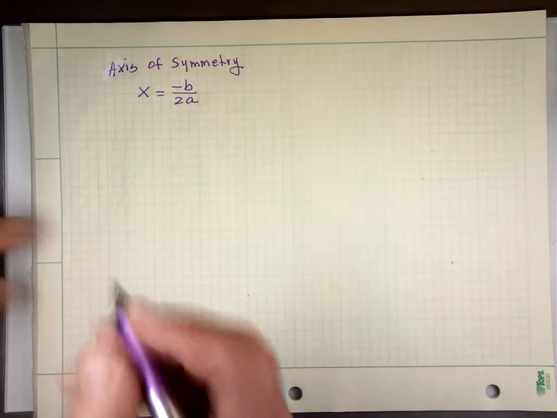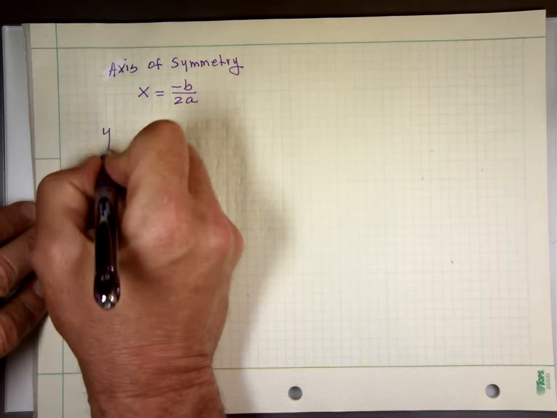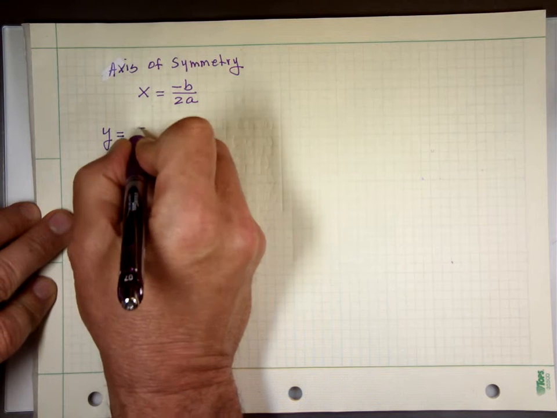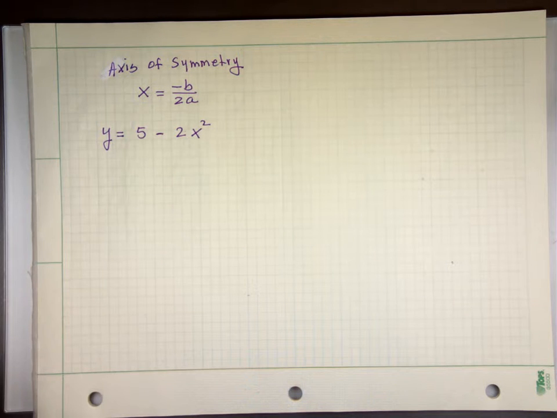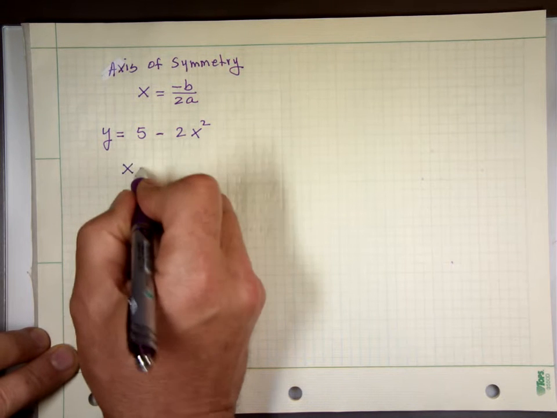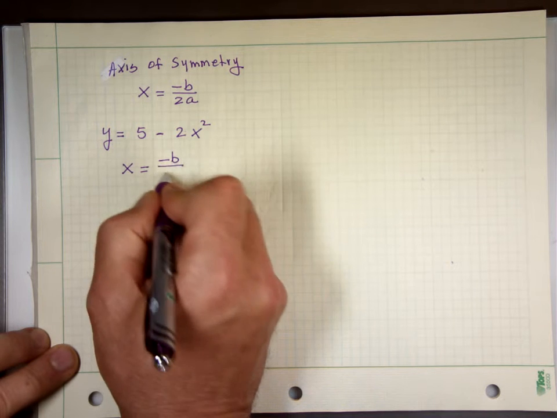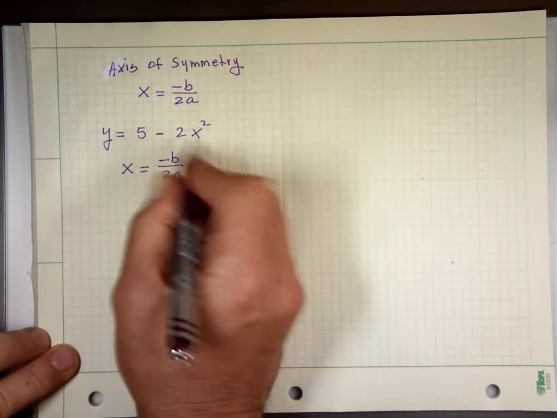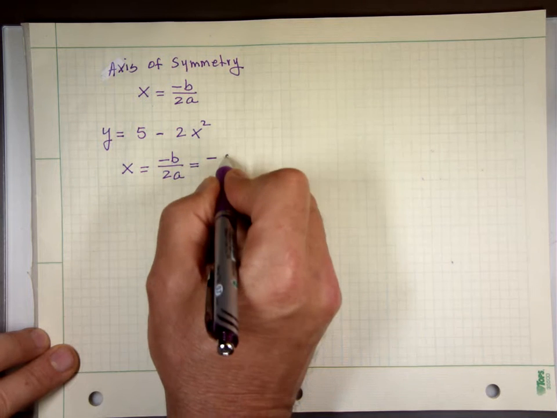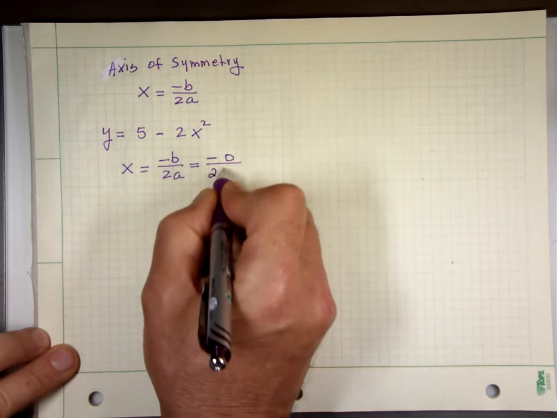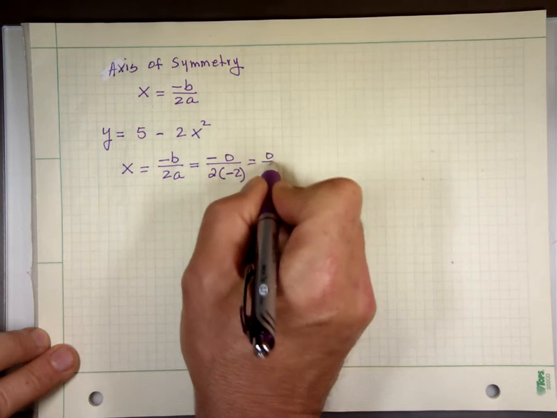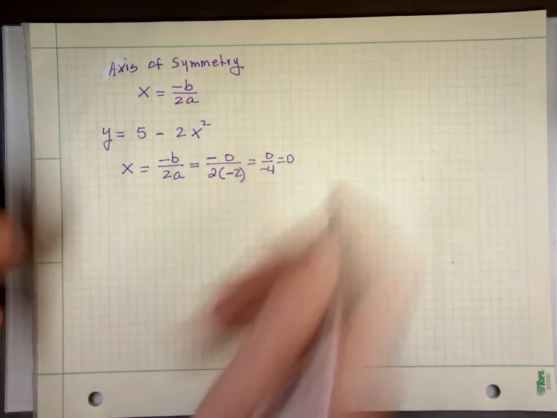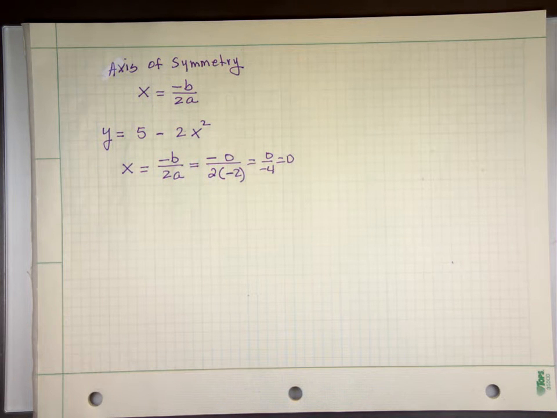So if I have this problem, y equals 5 minus 2x squared, and I want to graph that, I'm going to find the axis of symmetry. x equals minus b over 2a. b is the coefficient of x. Since there is no x here, it's 0. Divided by 2 times a, where a is the coefficient of x squared, which is negative 2. That's 0 over negative 4, which is 0. So the function is symmetric along x equals 0.